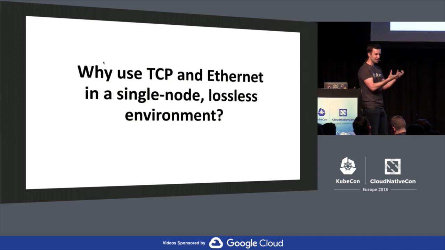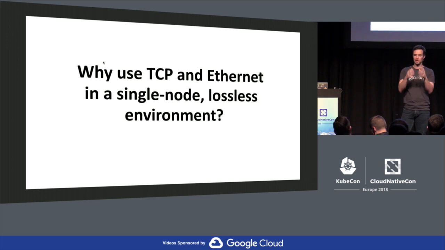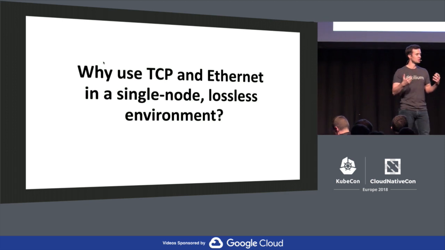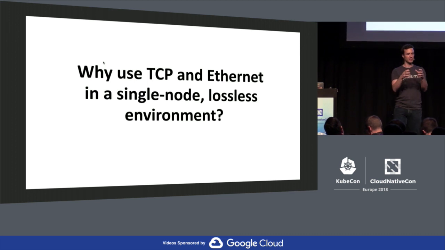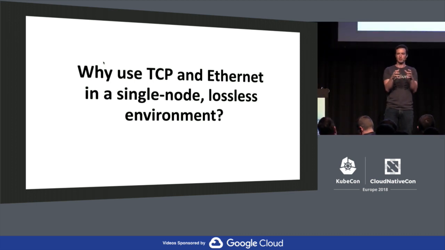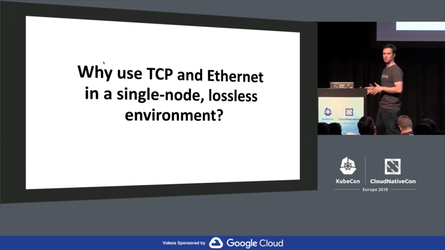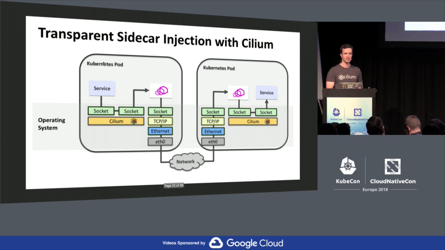The sidecar is always in the same pod, always running next to the application. It's always on the same node. Why do we use Ethernet? Why do we use TCP? TCP has been designed to survive nuclear blasts, right? So TCP has been designed to survive lossy environments where packets can get lost. If you're staying on the same node, packets are not getting lost. In fact, it's basically just data that we have to move from the app to the sidecar. Why do we use TCP and Ethernet? I don't really know, because it's possible to do it without it.